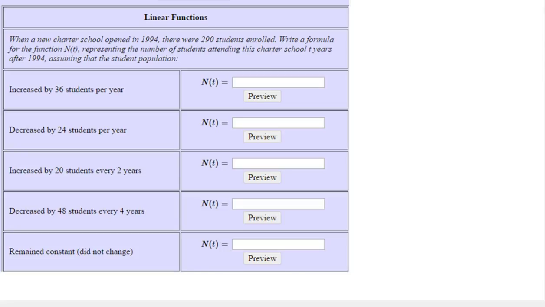Let's begin by reading the example and highlighting important information. When a new charter school opened in 1994, there were 290 students enrolled. Write a formula for the function n of t that represents the number of students attending this charter school t years after 1994, assuming that the student population, and then we're given 5 different scenarios.